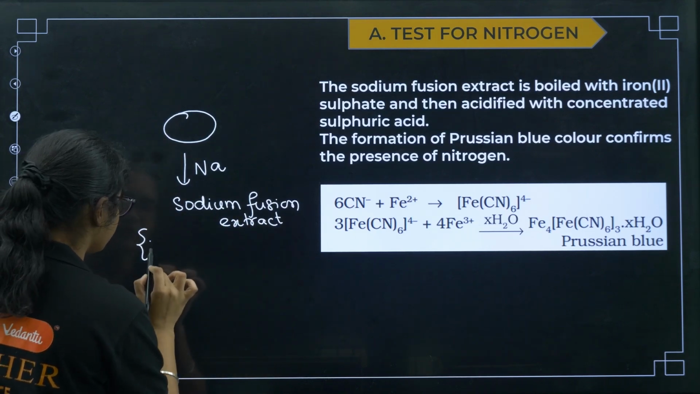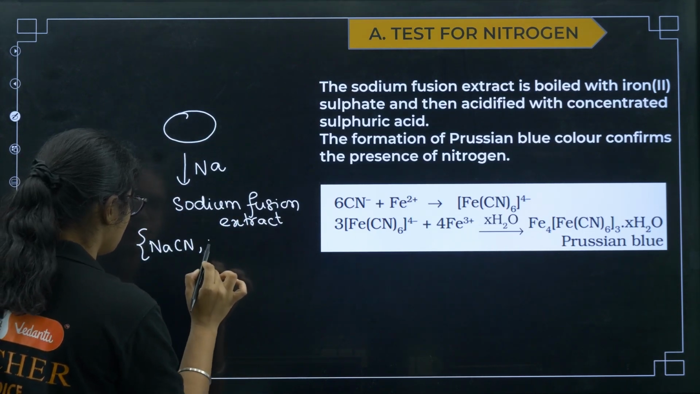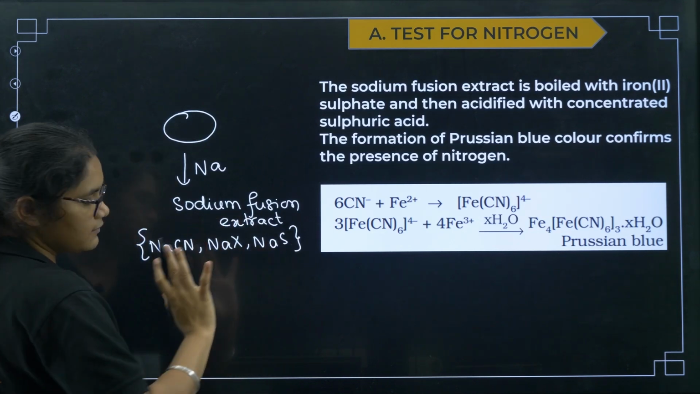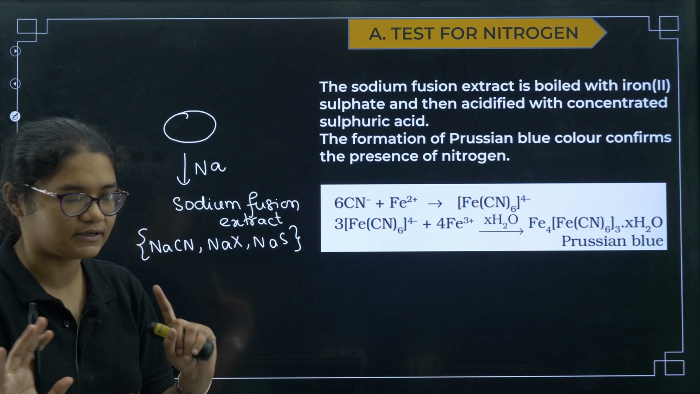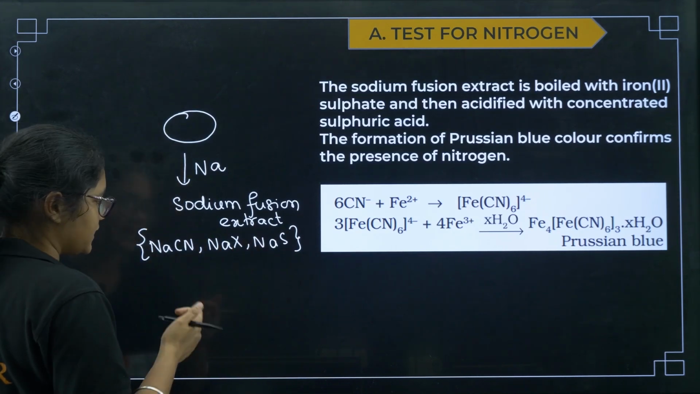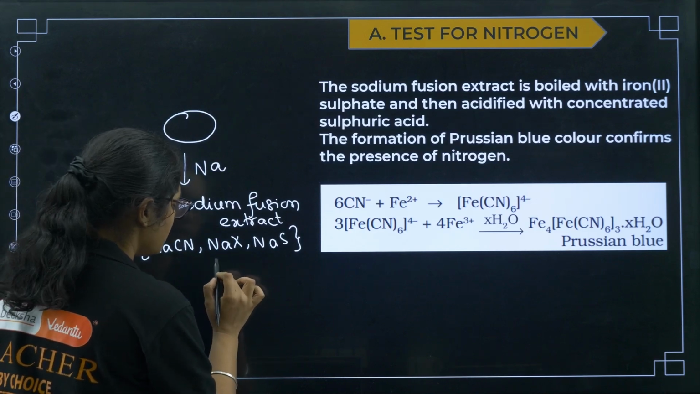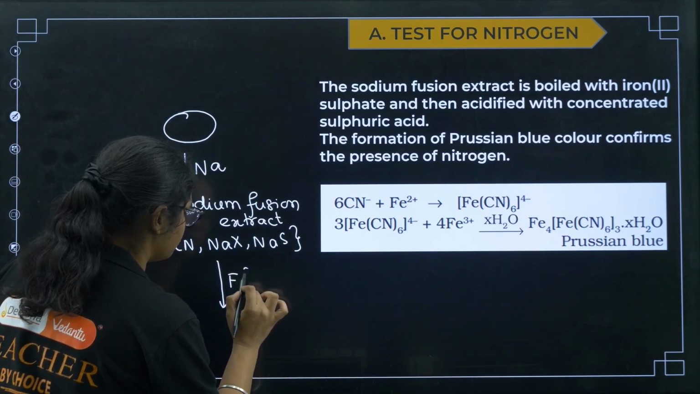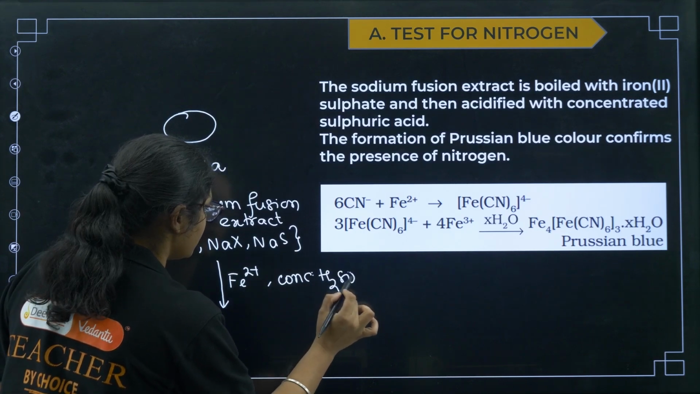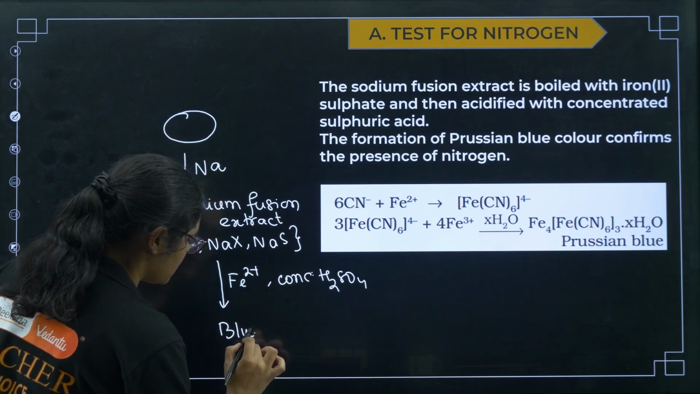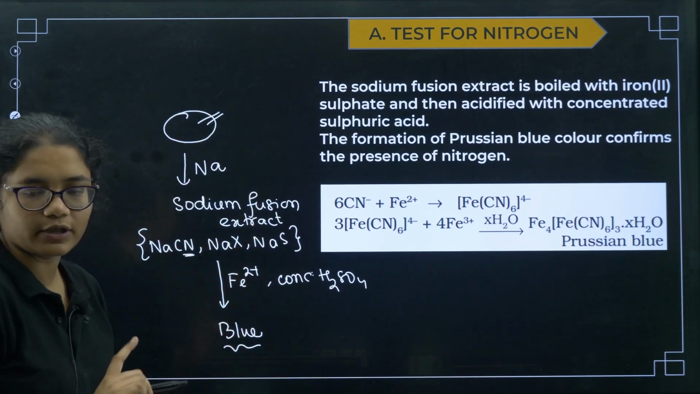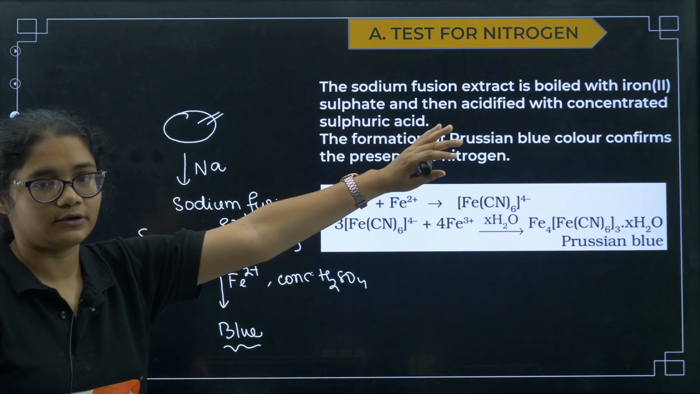Now in this sodium fusion extract you can have NaCN, you can have NaX, or you can have NaS. We don't know what is there, but any one of these three will be present. So I am guessing that, okay, let me check. First I want to check for CN. So I will treat this with Fe2+ and concentrated H2SO4. Now if I get a blue color here, then I can conclude that this organic compound has nitrogen. Okay, that is how you will find the presence of nitrogen.